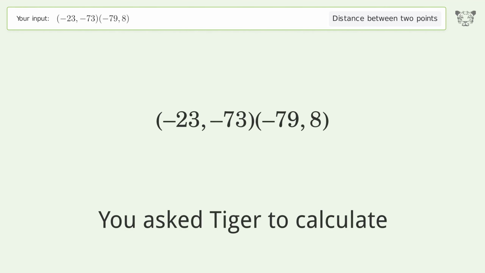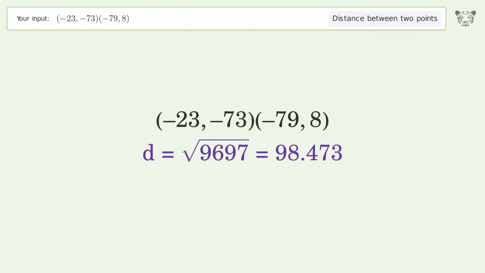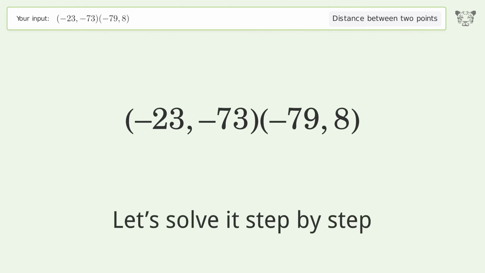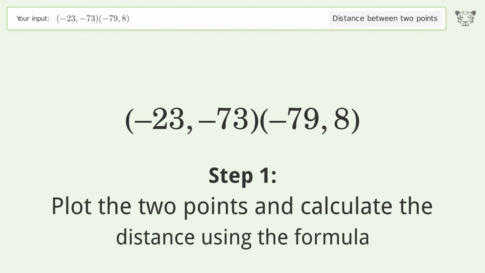You ask Tiger to calculate. This deals with the distance between 2 points. The distance between the 2 points is the square root of 9697, or 98.473. Let's solve it step by step. Plot the 2 points and calculate the distance using the formula.